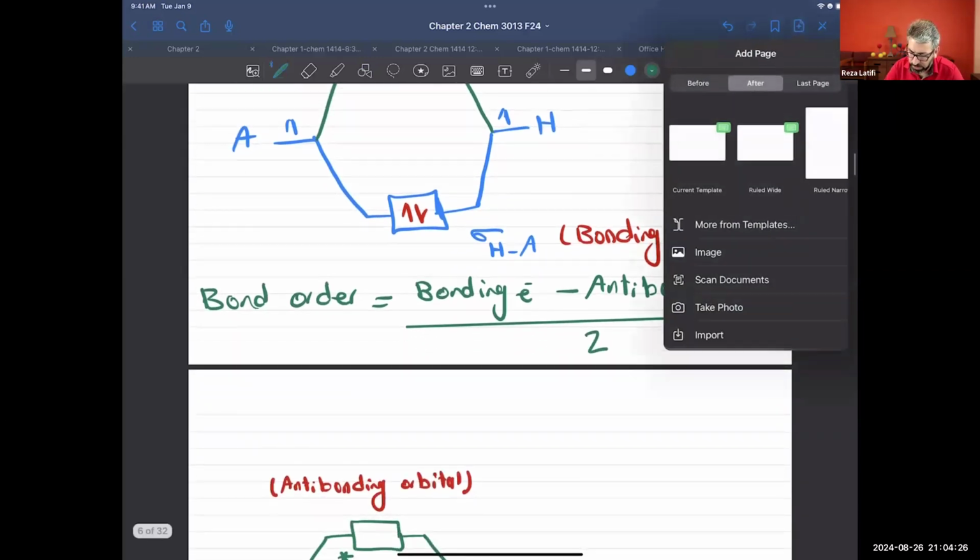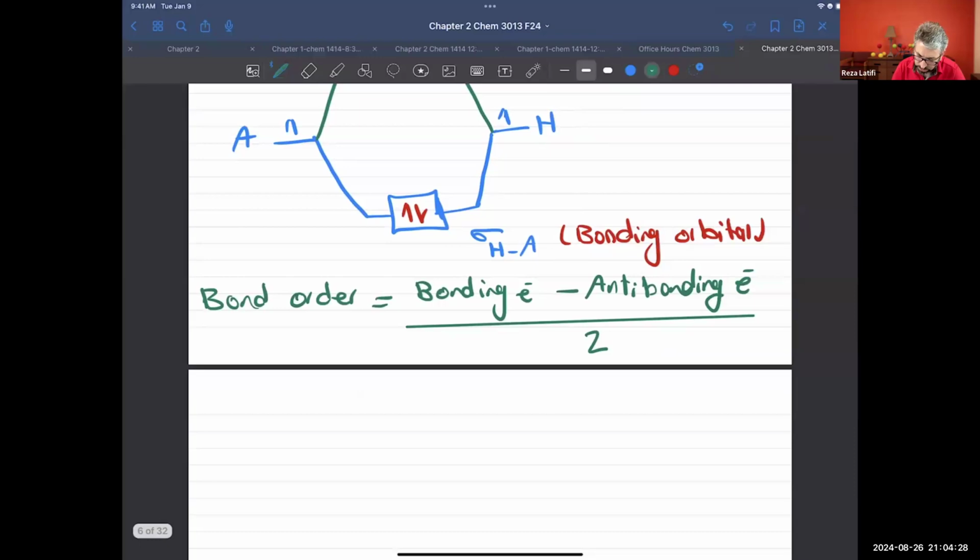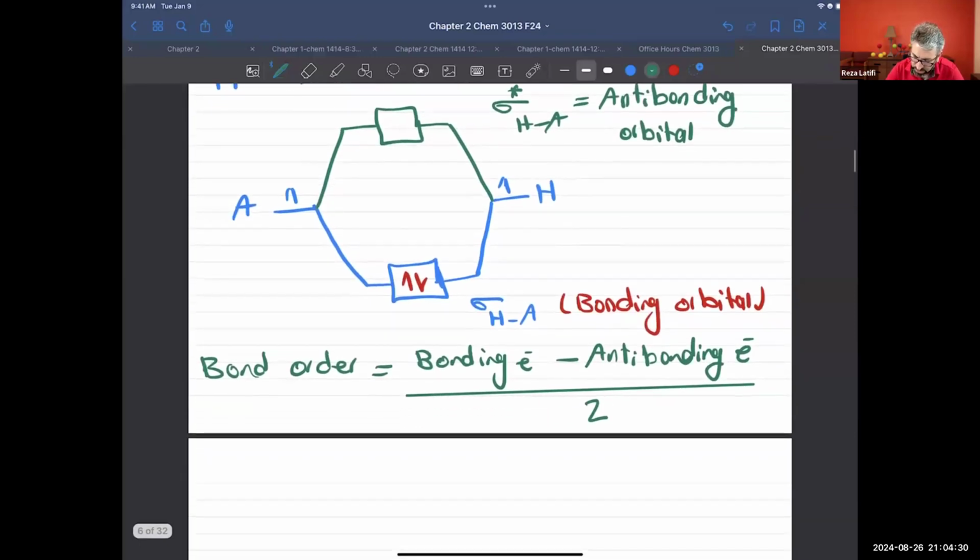So what's going to be the bond order? I'm going to write it here. Bond order will be 2 minus 0 divided by 2. That's going to be 1. What does it mean? It means H will attach to A through a single bond. Now, we got the molecular diagram of HA.